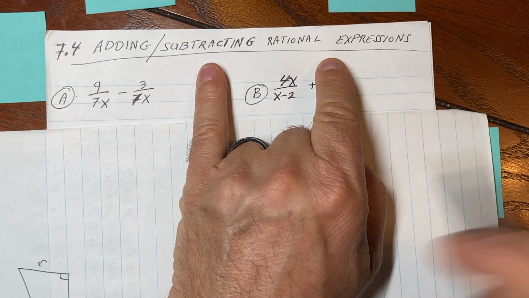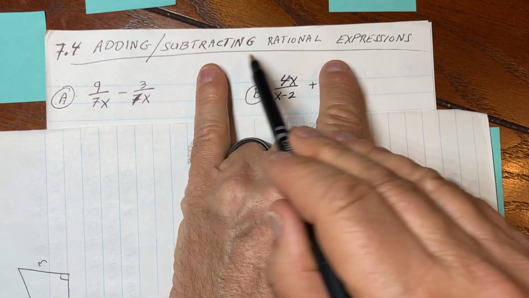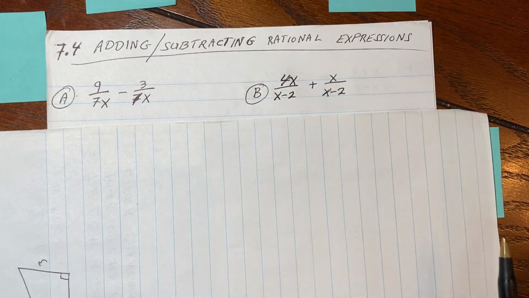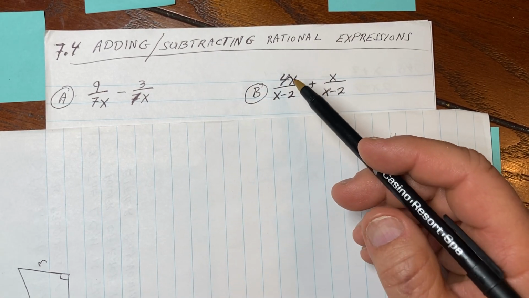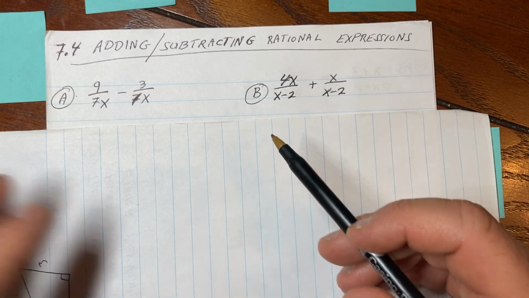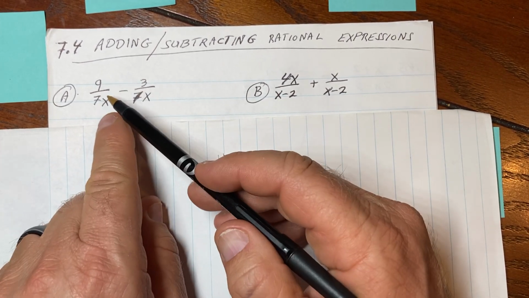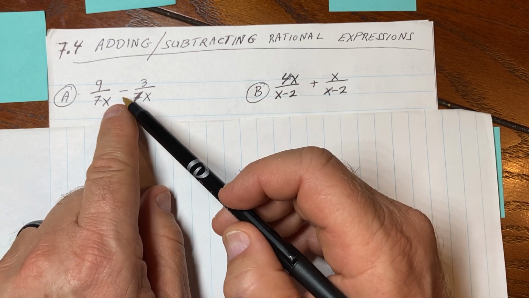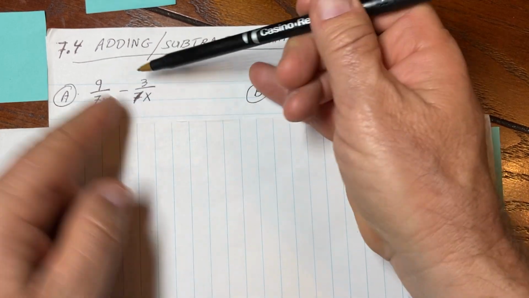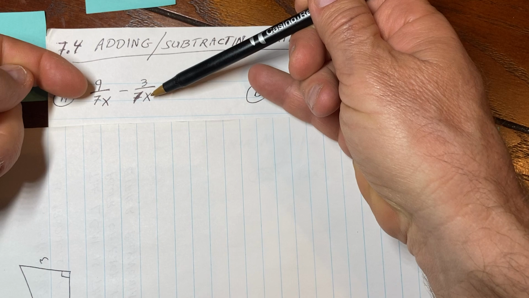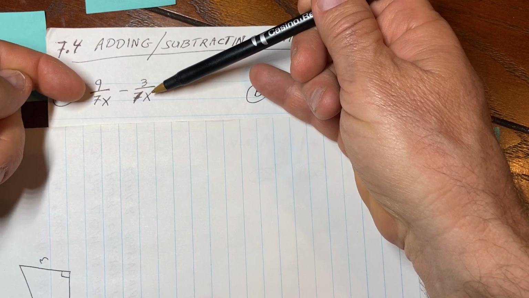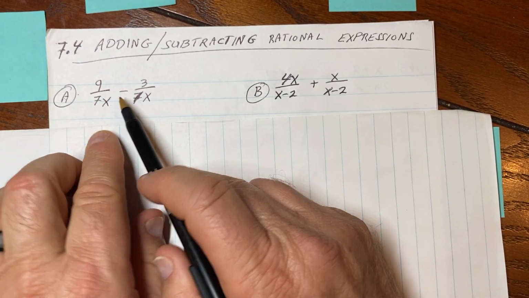Alrighty then. 7.4, adding and subtracting rational expressions. This starts getting more difficult than multiplying and dividing. If you remember, this is just a fraction. If you're going to add or subtract fractions, they have to have common denominators. So we'll start with the easy stuff.